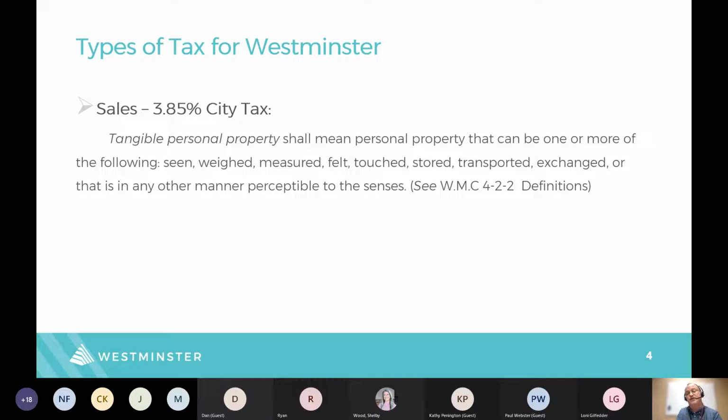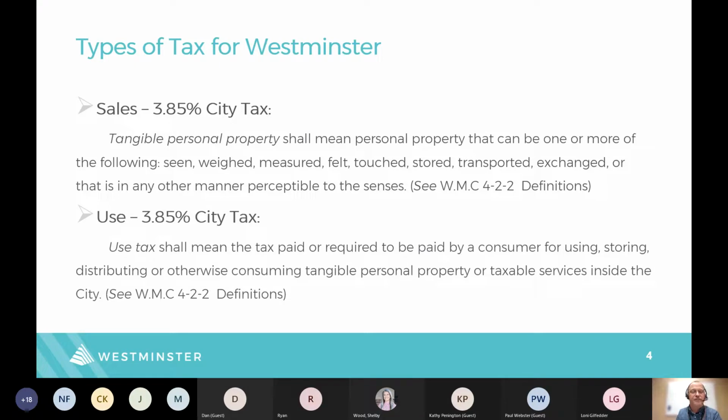So this is a definition from the municipal code, and it's very specific. A tangible personal property is anything that can be seen or weighed or measured or felt or touched. Really, if it's a thing, it's taxable. So if I sell candles, those things are taxable. But if I'm cutting your hair, that service is not taxable. So a hair salon, for example, and I'll use that example throughout, may have both items that are taxed if they sell product and services which are not taxed.